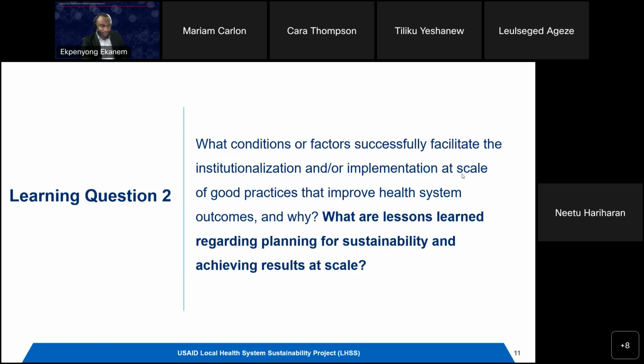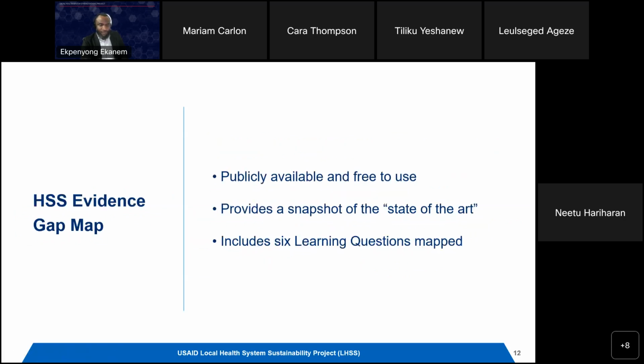Next slide, please. So in support of the learning agenda and hosting this deep dive discussion today, USAID's local health system sustainability project conducted a comprehensive mapping exercise to collate and curate available relevant evidence for each of the 6 learning questions and identify opportunities to continue strengthening the evidence base. The resulting evidence gap maps are publicly available and free to use.